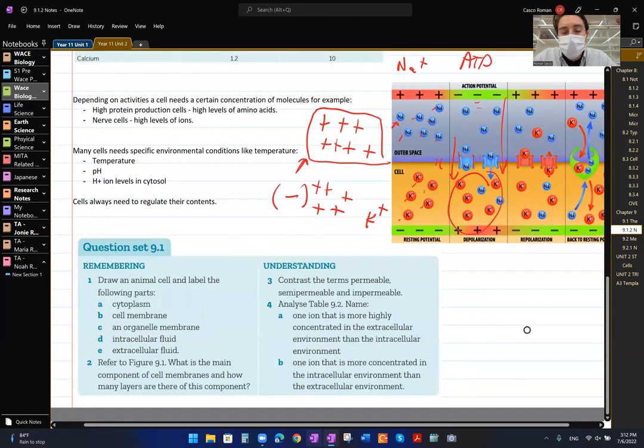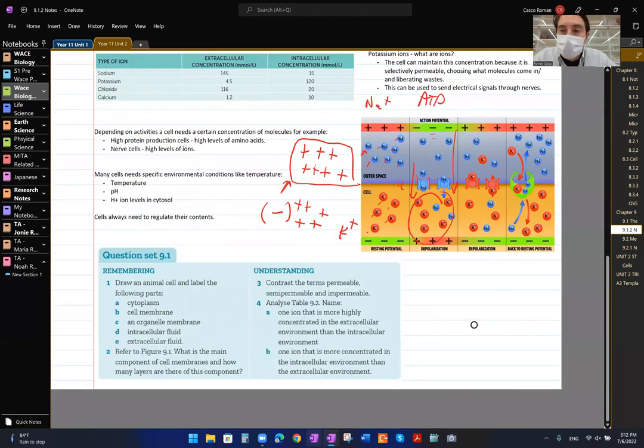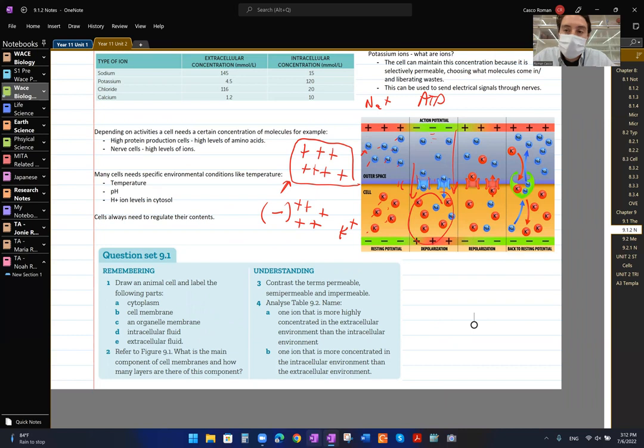Ultimately, what I want you to know is that cells always regulate their content, from the inside contents of their cell to the outside contents of their environment. So this is what I want you guys to go over. This was essentially today's class, and I'll be absent on Thursday.